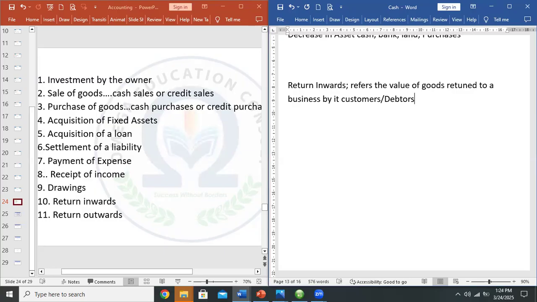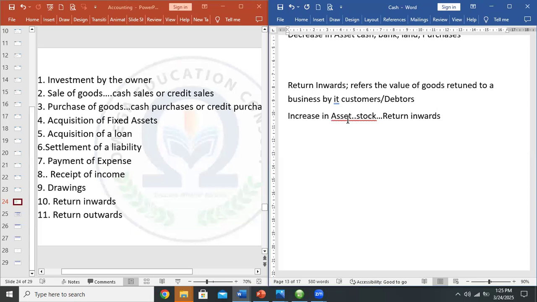We sell tomatoes to our customers, right? So because of that, our tomato stock will decrease. But now our customers are bringing it back to us. So the obvious first impact will be increase in assets, stock, because they are bringing back the goods, the stock. However, the account you open for stock will be return inwards account. So like I told you, we normally don't open stock account. If you are purchasing stock, you open purchases. If you are selling stock, you open sales account.